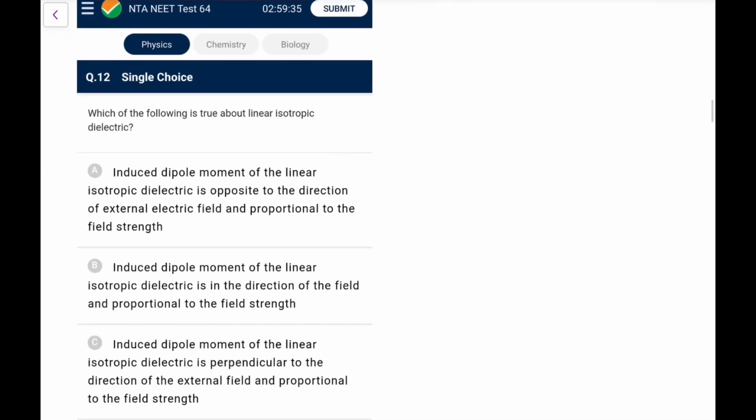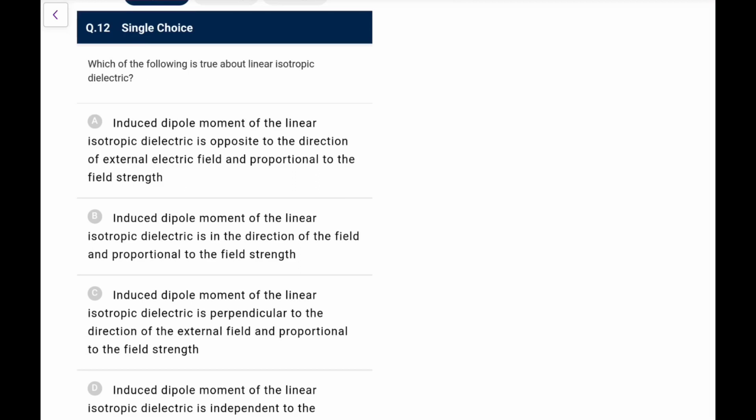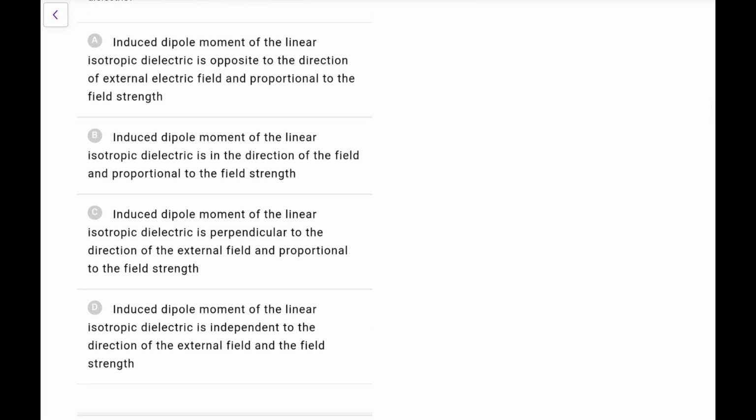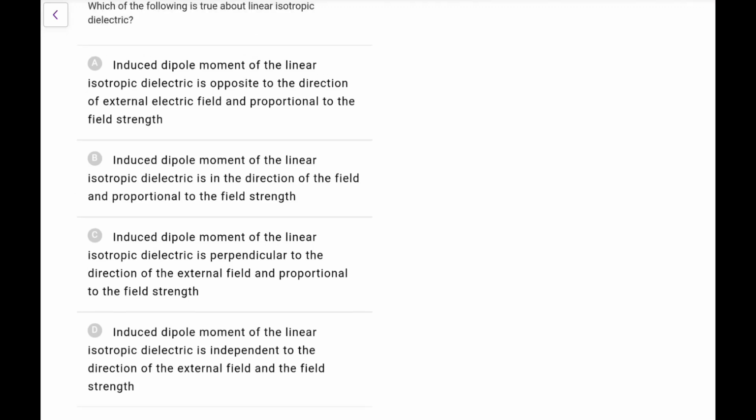Next one. Which one of the following is true about linear isotropic dielectric? Induced dipole moment of the linear isotropic dielectric is opposite to the direction of external electric field and proportional to the field strength. Induced dipole moment is in the direction of the field and proportional to the field strength. Induced dipole moment is perpendicular to the direction of the external field, proportional to the field strength. Induced dipole moment is independent of the direction of the field and the field strength. So just remember, for linear isotropic dielectric, induced dipole moment is in the direction of the field and is proportional to the field strength.